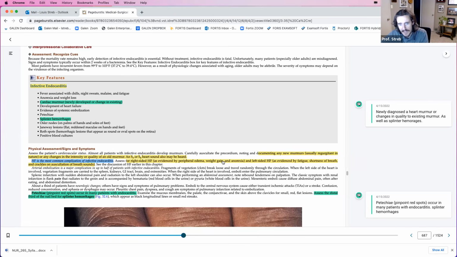Peripheral edema, weight gain, and anorexia is just right-sided heart failure. None of these are specific to infective endocarditis. Left-sided heart failure: fatigue, shortness of breath, crackles. I don't care what causes it. Left-sided heart failure looks the same regardless of the cause. So how can you differentiate? How can you know? Little stuff like this, the little things: understanding why infective endocarditis works the way it does, understanding the murmurs, understanding that you never have to memorize anything anymore. You can be like, this kind of makes sense now.